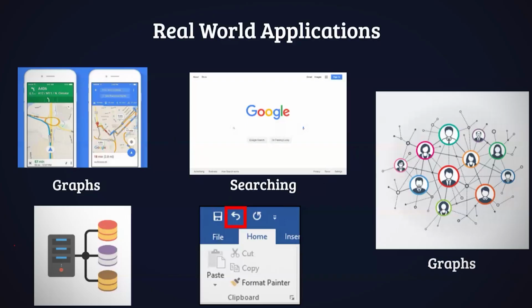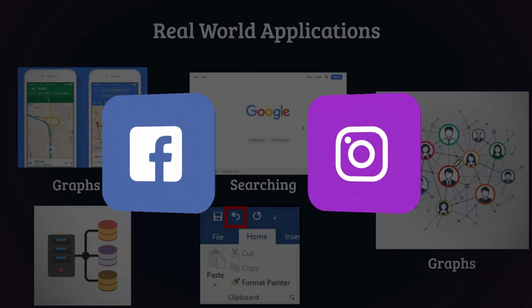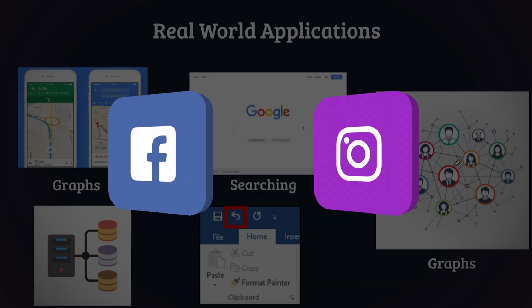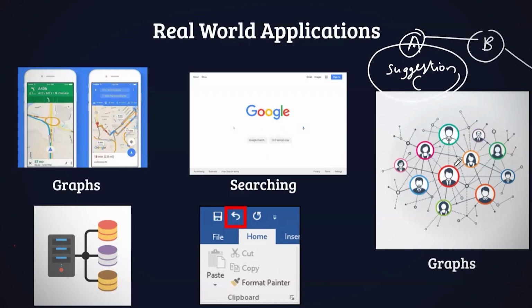The next one is social media, Facebook and Instagram. They use a graph internally. For example, you are connected with person A, and A and B are both connected. B is connected with C, but on Instagram or other social media platforms, they will show C as your suggestion. How does that come up? Because of the graph. So internally they are using graphs in social media.